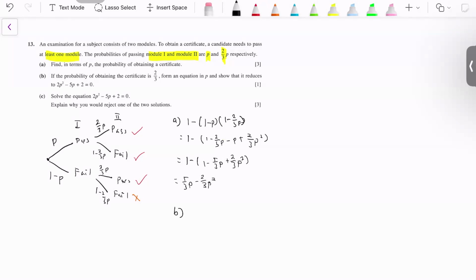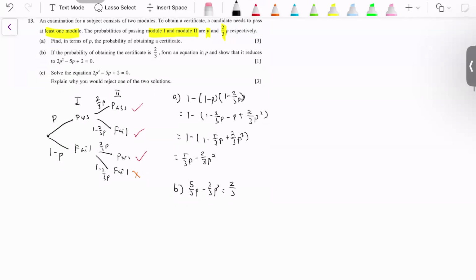Okay, moving forward is our part B. It says that if the probability of obtaining a certificate is 2/3, form an equation in P and show that it reduces to this. So in this case, the probability of us getting a certificate is 2/3, which means 5/3 P minus 2/3 P squared is 2/3.